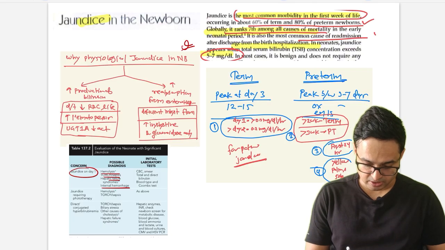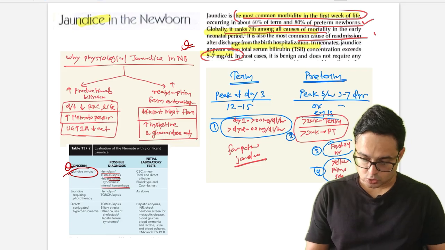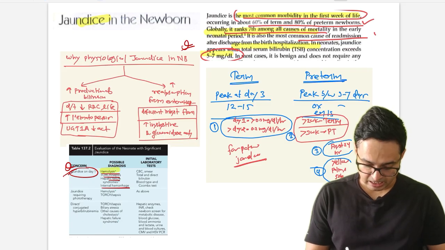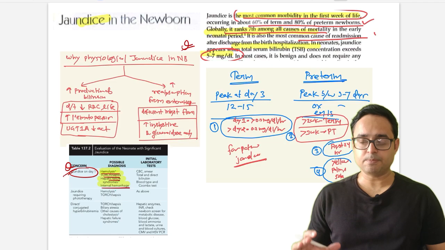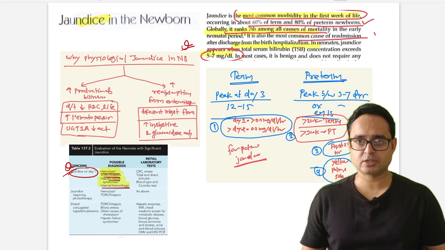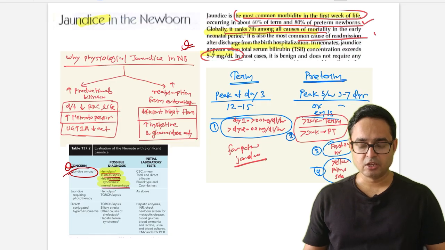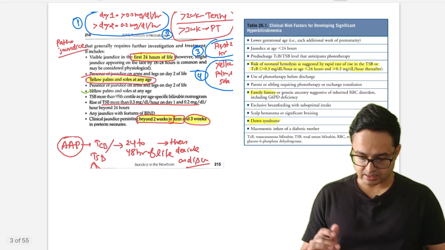Jaundice on day 1, this has been asked previously. What are the possibilities? Jaundice on day 1: hemolysis, TORCH infection, sepsis, hepatic failure syndrome, and internal hemorrhage. So these are the causes of jaundice on day 1. So we have seen term and preterm, physiological jaundice criteria, and why physiological jaundice occurs.